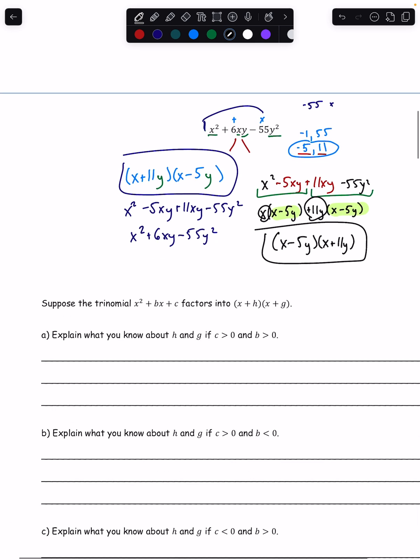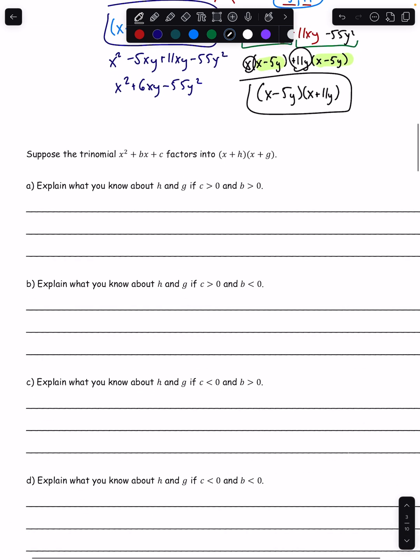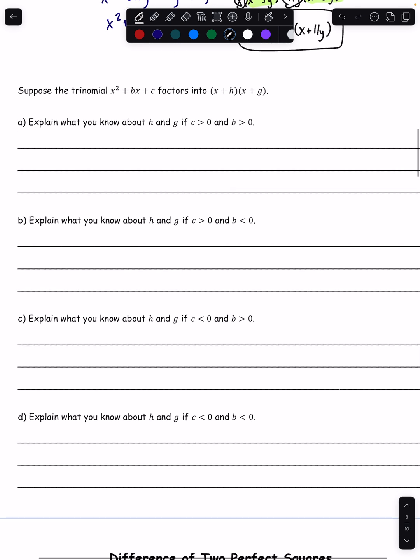So looking at A, B, C, and D, I want you guys to read over the A, B, C, and D, pause the video, and then play it once you are done.